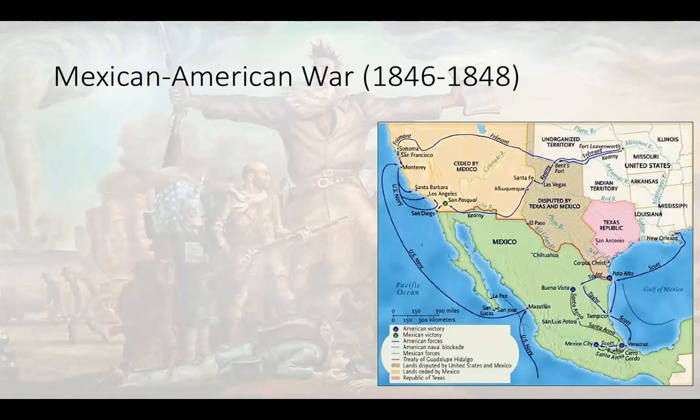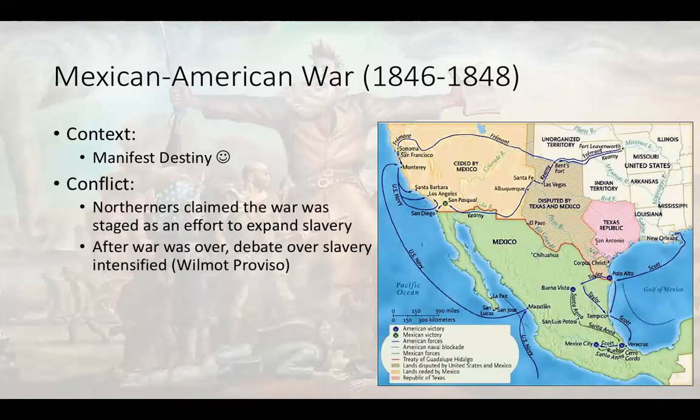Fast forward into the 1840s, and we have the Mexican-American War. Context, of course, is manifest destiny, or the idea that it is America's God-given right to control all the land from sea to shining sea. And in an effort to fulfill their manifest destiny, they create a war with Mexico in which they absolutely curb stomp the Mexicans and win a very efficient conflict. Now, Northerners were on this one from the very beginning.